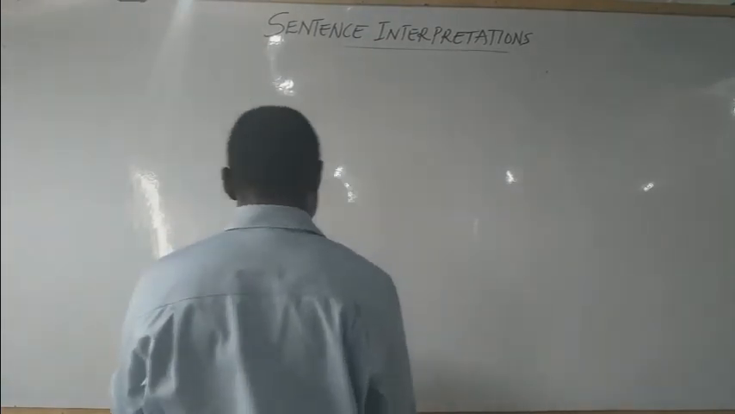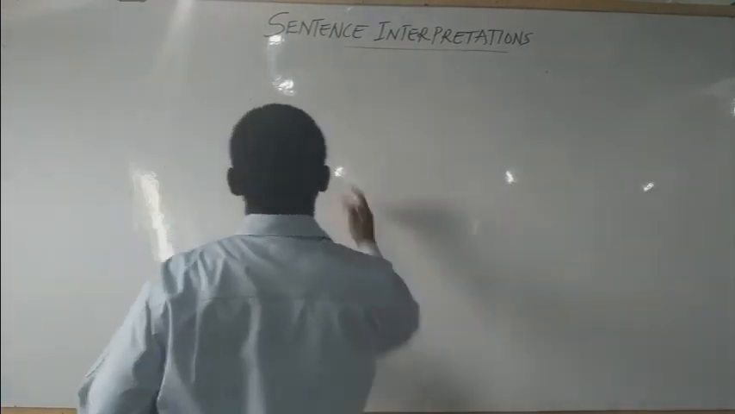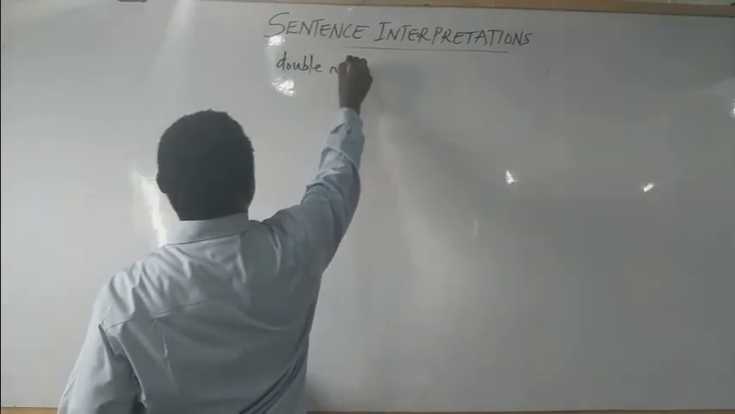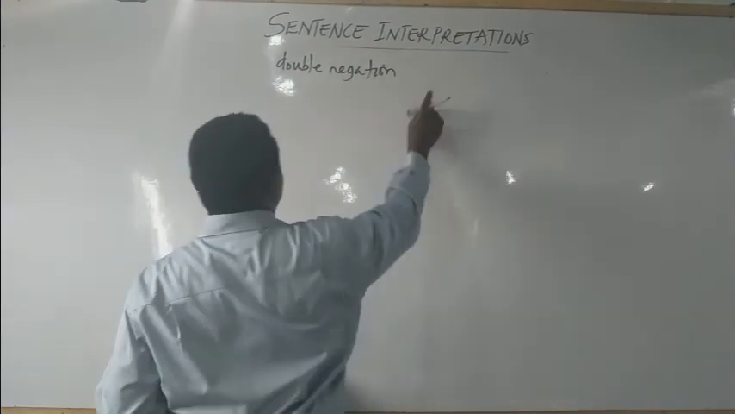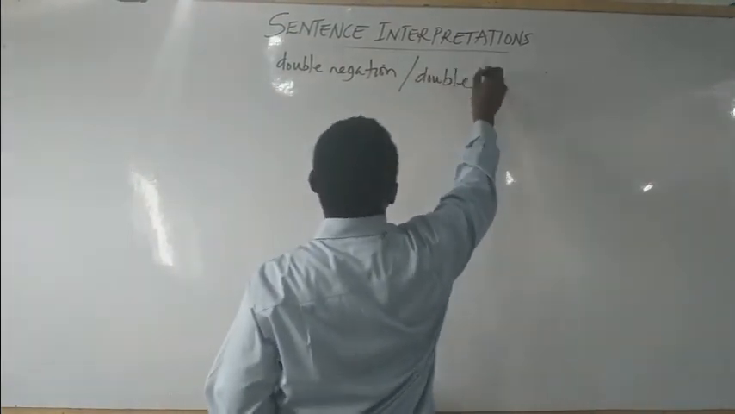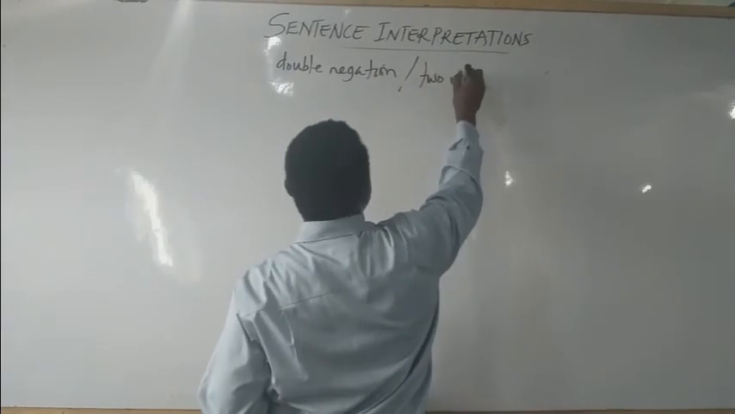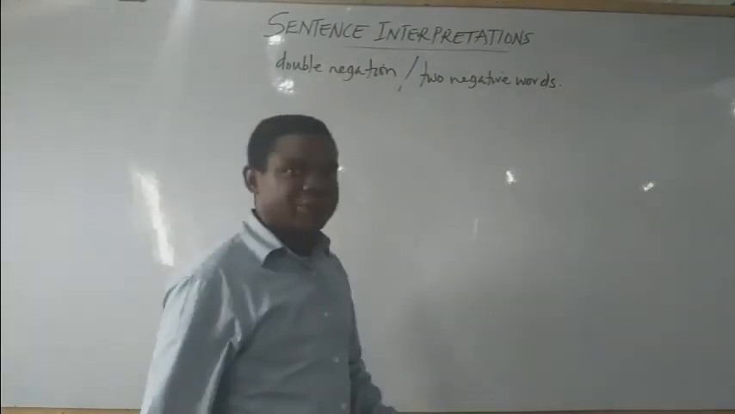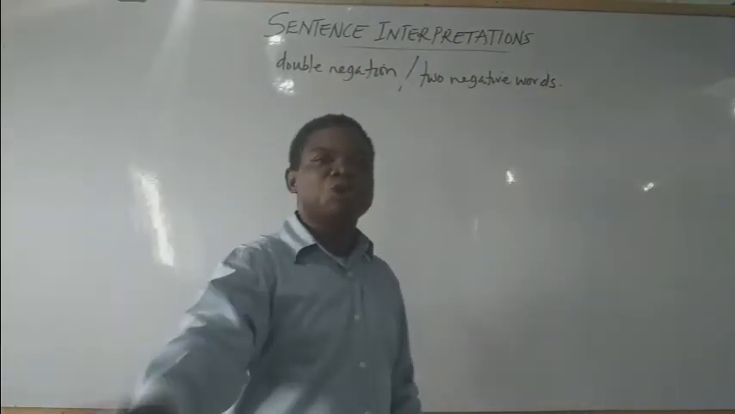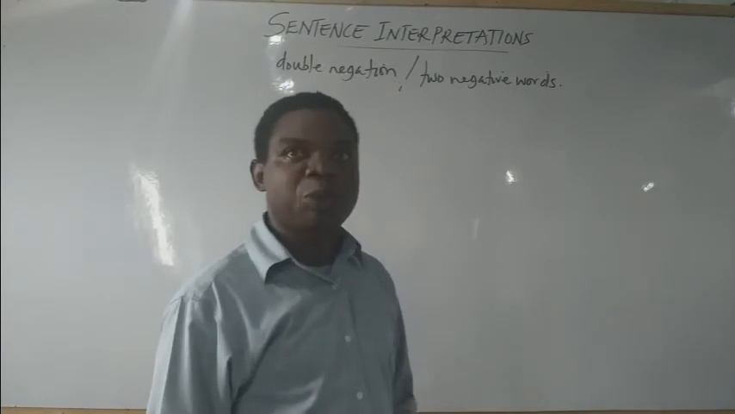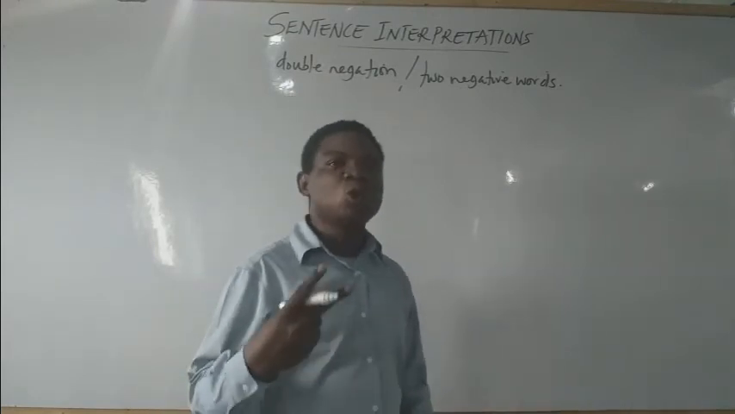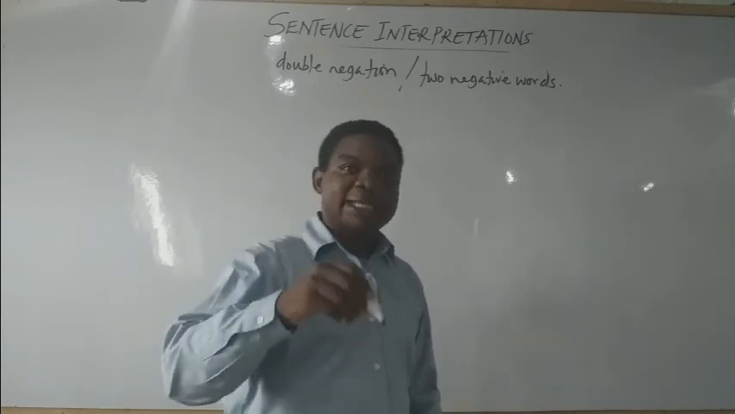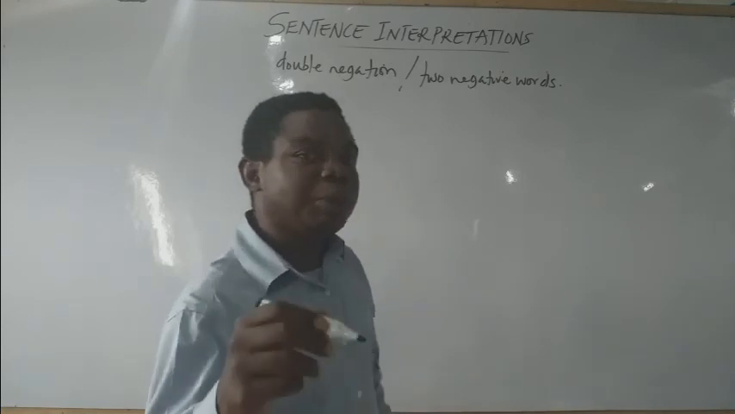When a sentence has double negation, or two negative words, the two negative words will cancel out to give the expression a positive meaning. When a sentence has two words that are both negative, they cancel out, and the expression will now assume a positive meaning.